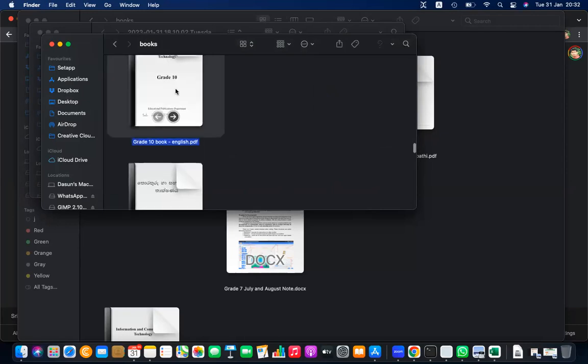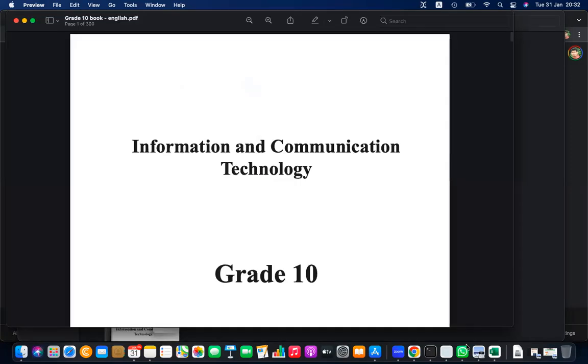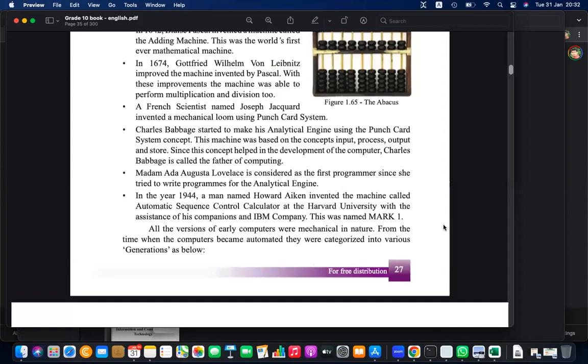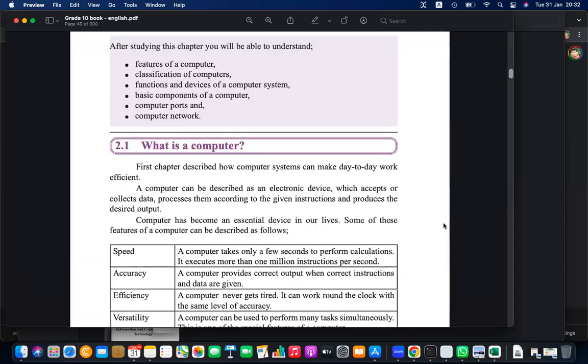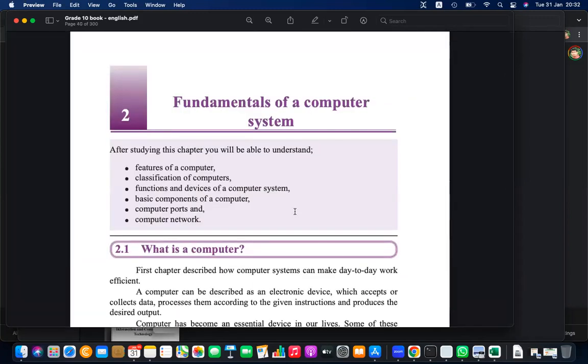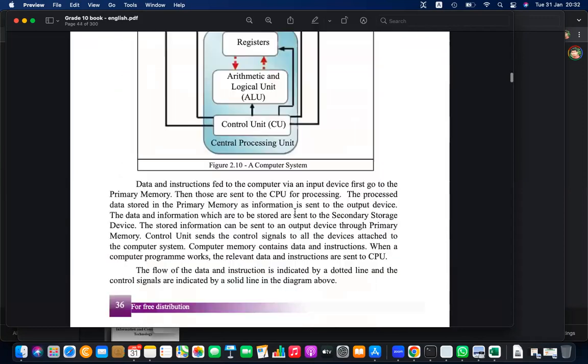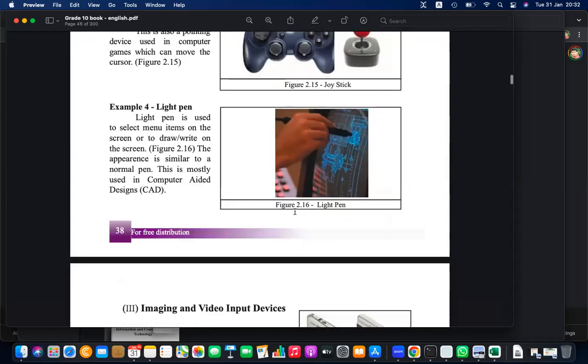Okay, this is a grade 10 book. We started with the fundamentals and uses of ICT, and then the second lesson, we didn't discuss that. That is about the hardware part. We have to discuss that. That is the theoretical part.